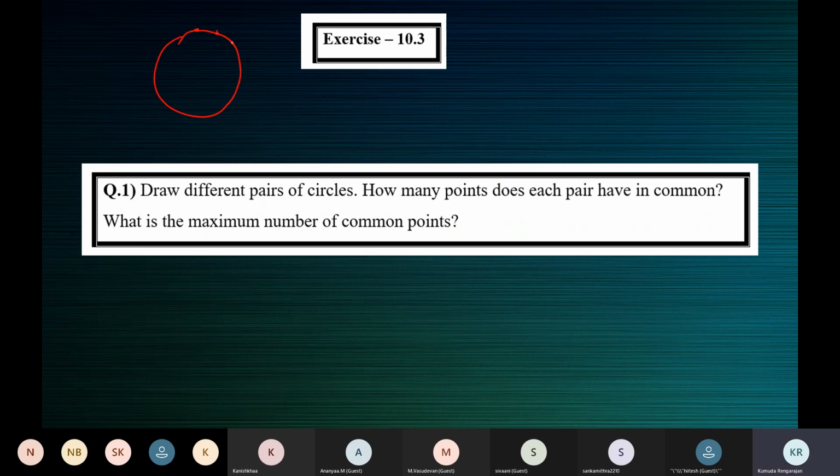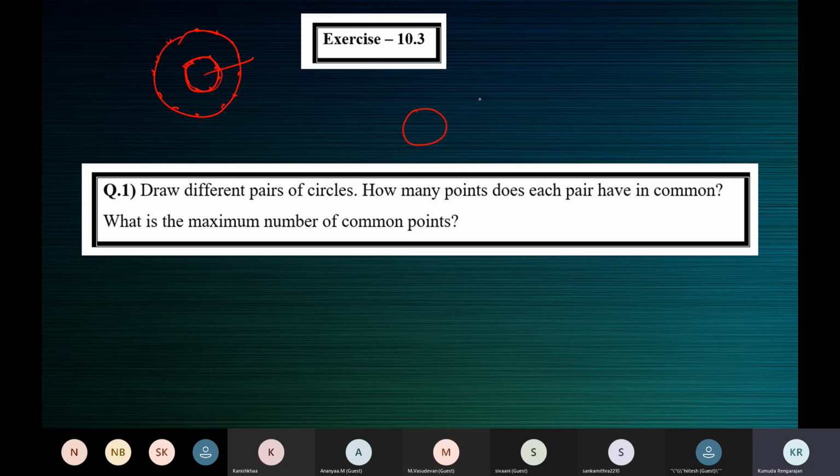So these are the points on the circle. We draw another circle. These are the points on this circle. Is there any point common to these two circles? There is no point. There are many points on this circle. Again, there are so many points on this circle, but there is no point common to both the circles. So this pair of circles have no point in common.